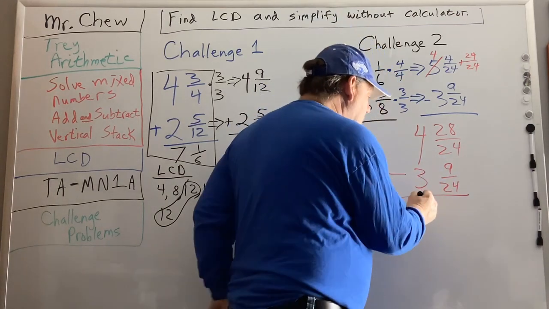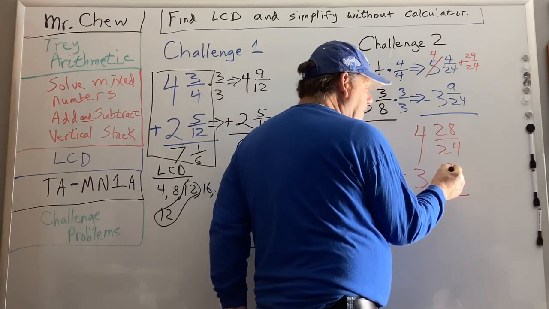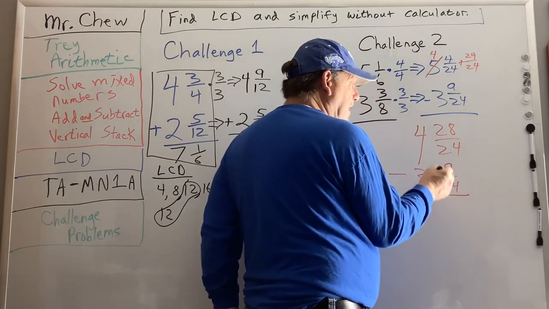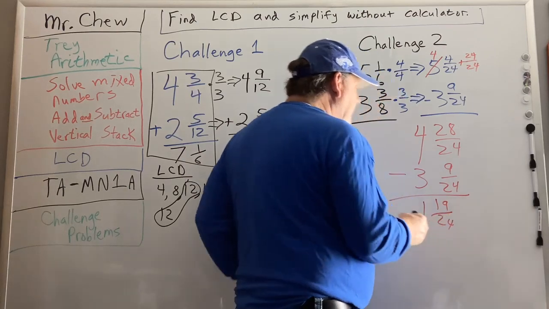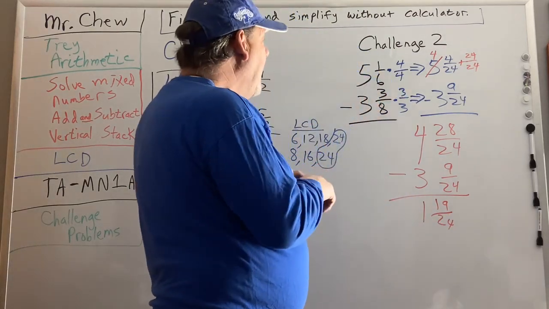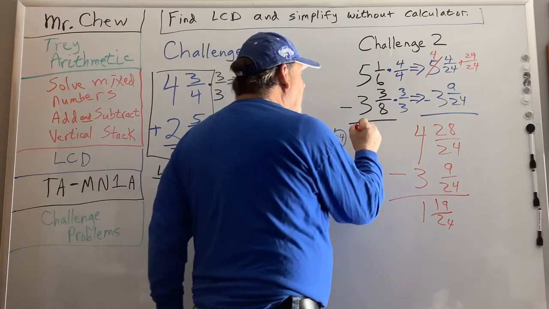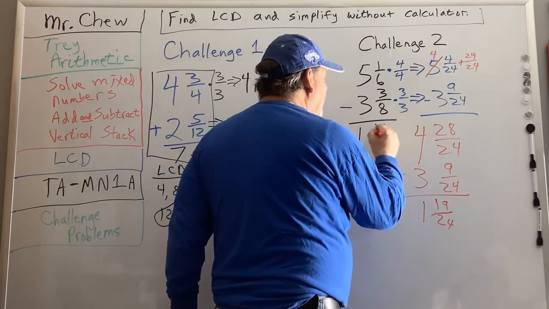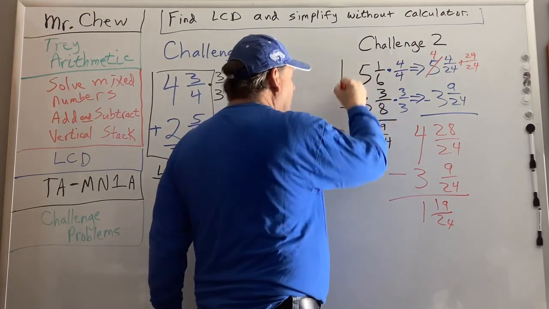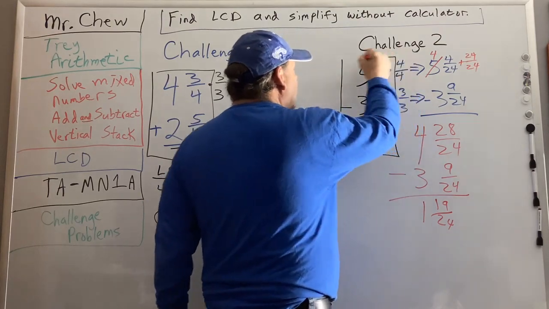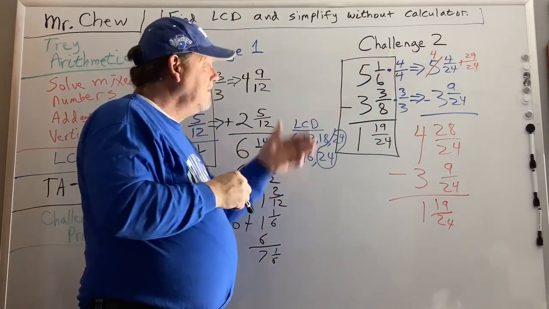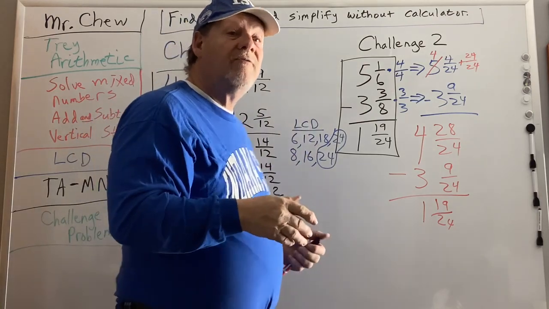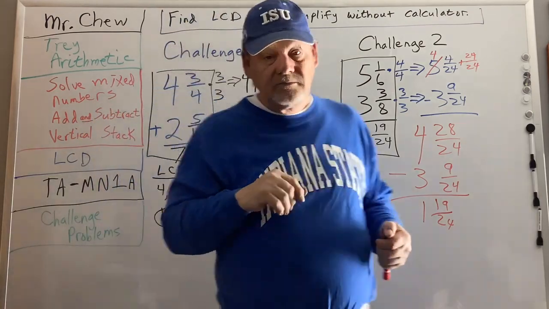4 minus 3 is 1. 28 minus 9, because I have the same denominator, is 19 24ths. So my answer to this problem is 1 and 19 24ths. So right there in the black box is the answer to that, stacked up vertically, finding the LCD.